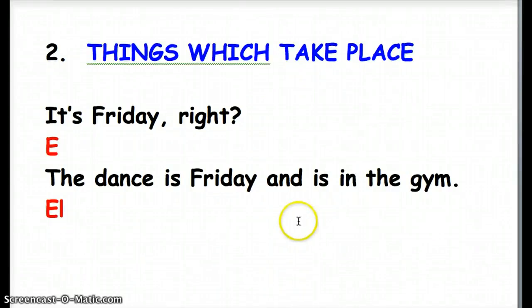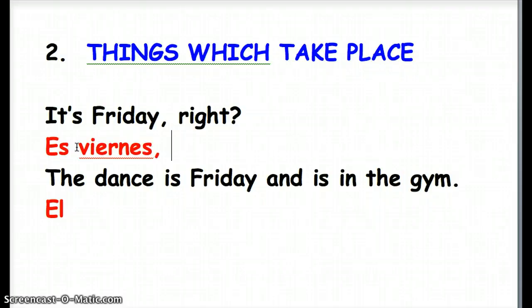Things which take place. So the day, the date, the season, the time. And something that is a little confusing for us as English speakers of Spanish, even the location of an event. So the time and the location of an event is described with a form of ser. It's Friday, right? Es viernes. No? Or you could also say sí or verdad.